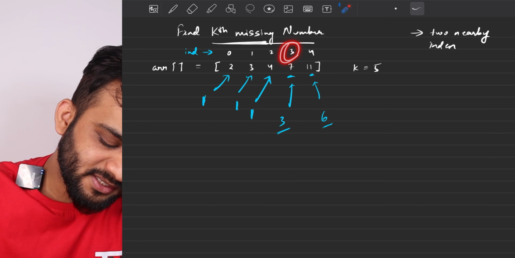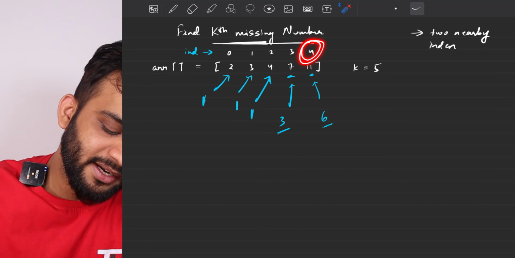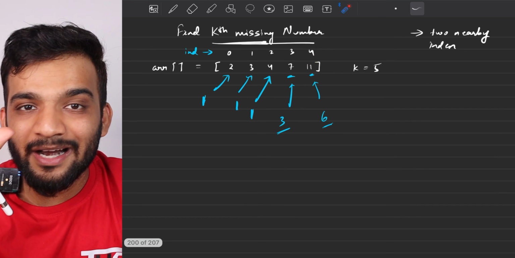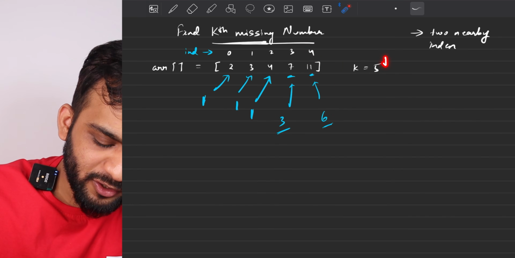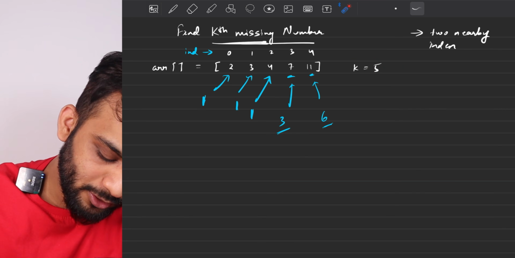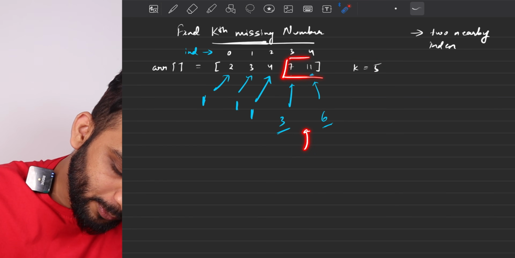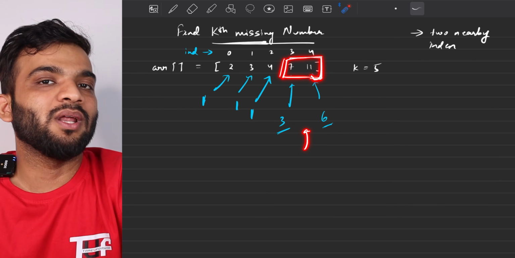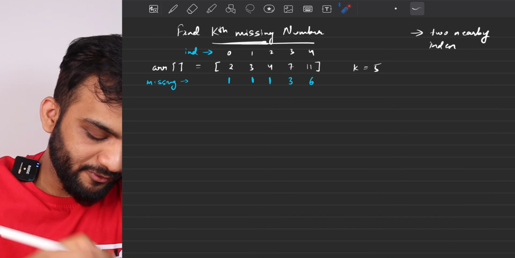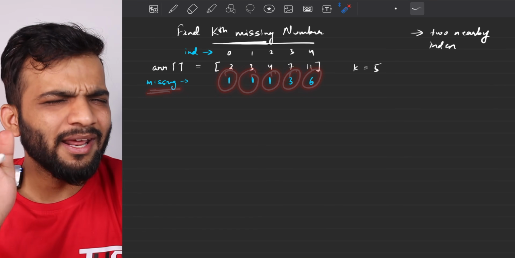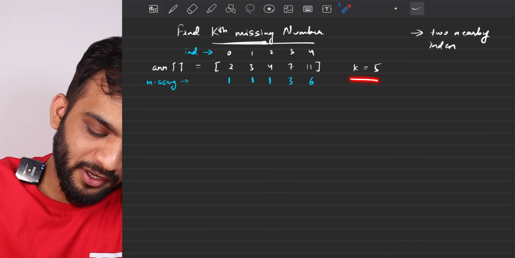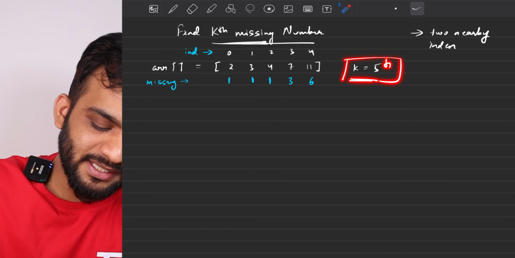Till this particular index, 3 numbers are missing. Till this particular index, 6 numbers are missing. And what is it that you're looking for? You're looking for the 5th missing number. Thereby, you can easily figure out that between this is where it will lie. So what I've done is, I've written down the missing numbers at every index. Now can I perform a binary search in order to figure out where the 5th missing number will lie?